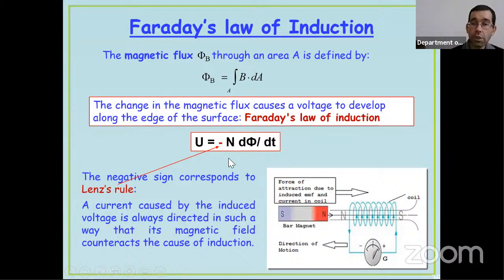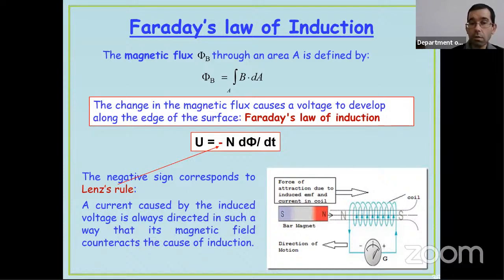And this change in the magnetic flux creates a voltage. This is called induced voltage. Here in Faraday's law of induction, we have an additional minus sign. This minus sign corresponds to Lenz's rule.